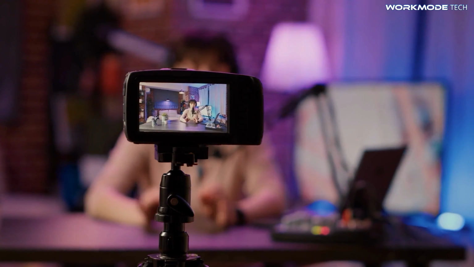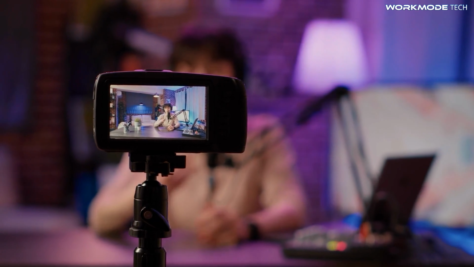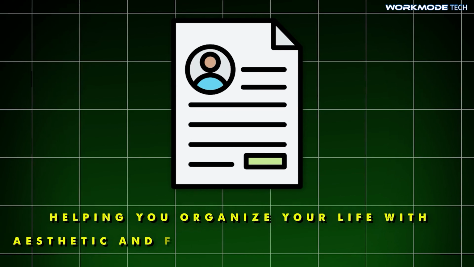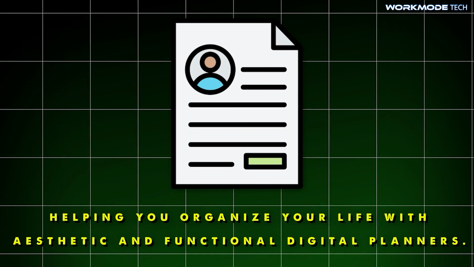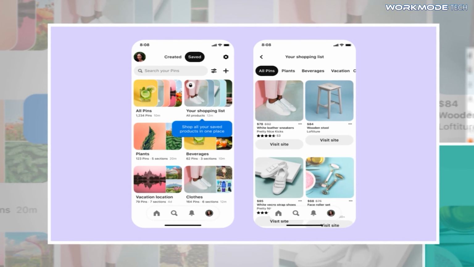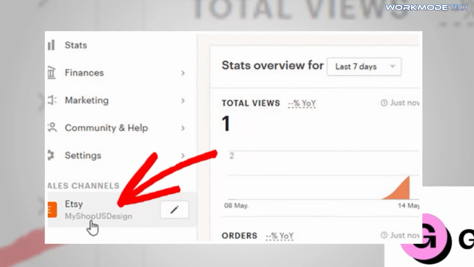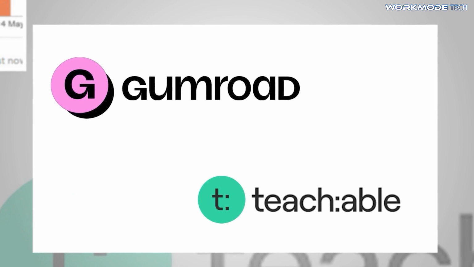Use a clear professional photo, a headshot, or logo. Your bio should include keywords. Instead of "I sell planners," say "helping you organize your life with aesthetic and functional digital planners. Shop productivity, budget, and wellness planners." Add your link directly to Etsy, Gumroad, or Teachable so people can buy easily.